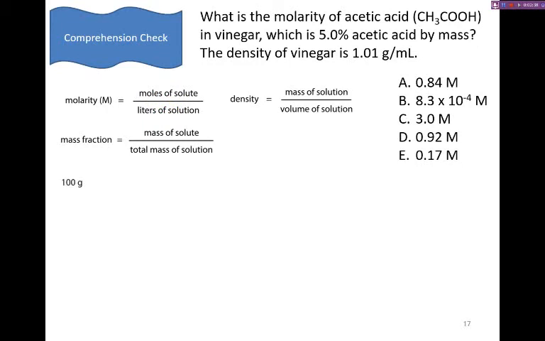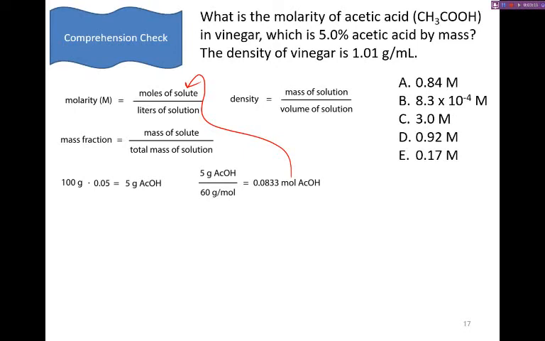So let's just assume that we've got a 100-gram sample. And why do we do this? Well, it makes it easy because we know we have 5% acetic acid by mass, which means then our mass of acetic acid is going to be 5 grams. Then when we take the 5 grams and divide by the molar mass of acetic acid, we can get the number of moles of acetic acid. We're going to then be able to use that here to solve for molarity.